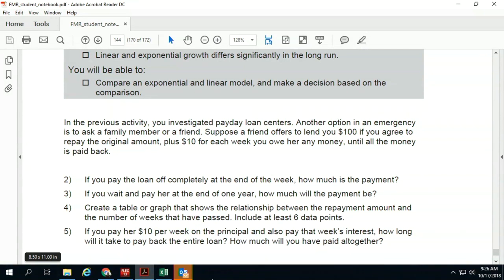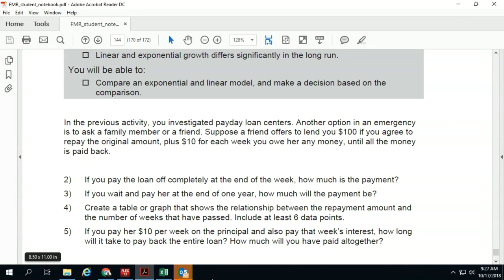If you pay the loan off completely at the end of the week, how much is the payment? You borrowed it for a week, you pay it back. At the end of the week, how much do you owe? According to this, how much? $110, right? If you wait and pay her at the end of the year, how much will the payment be? $620. Why is it $620 instead of $520? Because you have to pay back the original $100 too.